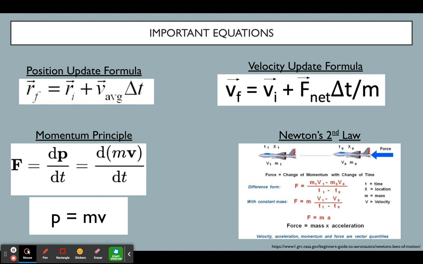On this screen, we have the four most important equations relevant to this lab. The position update formula allows us to solve for the velocity, given that we know the starting position and ending position, as well as time. The velocity update formula allows us to see whether there is a change in velocity from the beginning to end, and since Fnet in this case was equal to zero, the final velocity was equal to initial velocity.